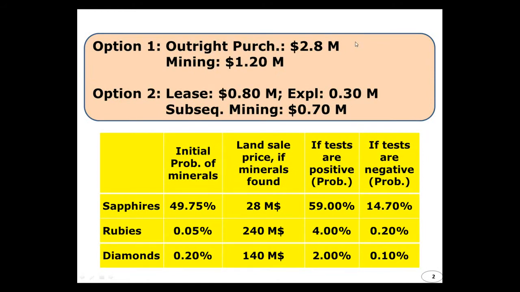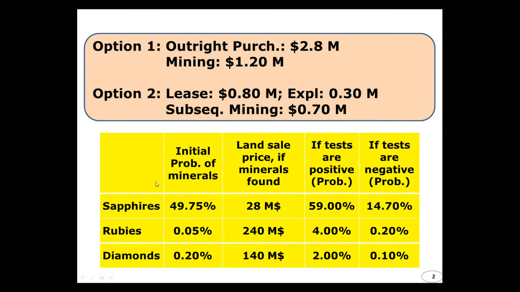Option 1, if you purchase outright, you have to pay 2.8 million and then spend 1.2 million for exploration. If you lease it for 0.8 million, you can do some test explorations for a very small cost of 0.3 million. And of course, if they find minerals, they can go ahead and do additional mining at 0.7 million. The cost is a little less because you already have the equipment in place.